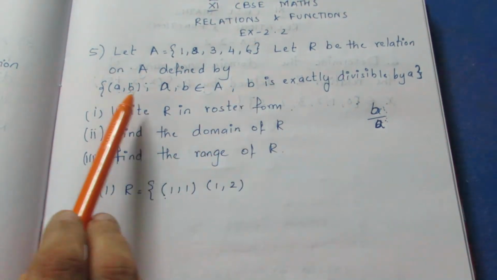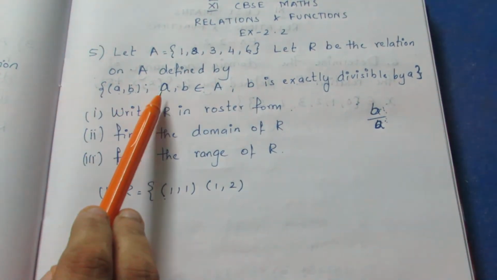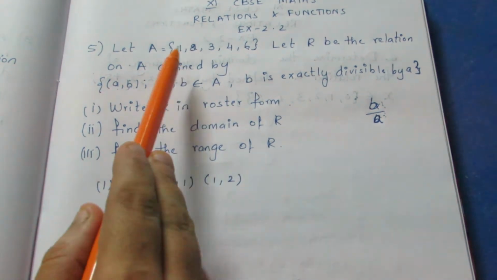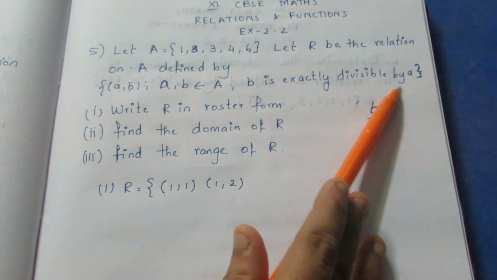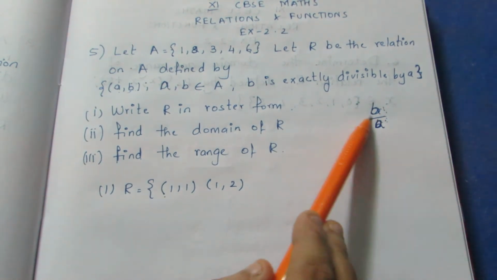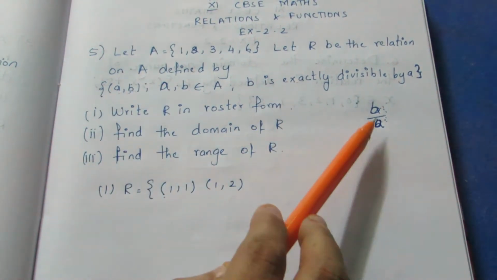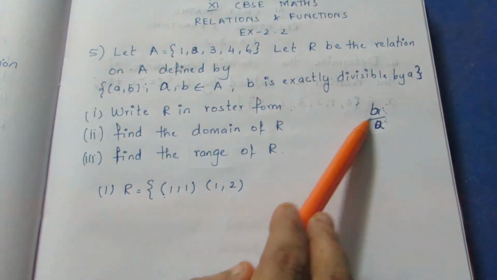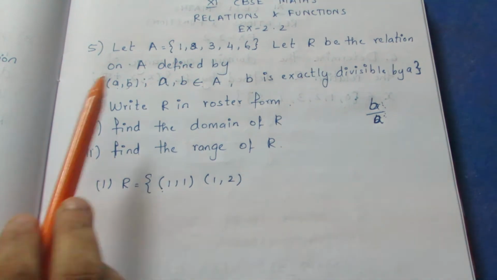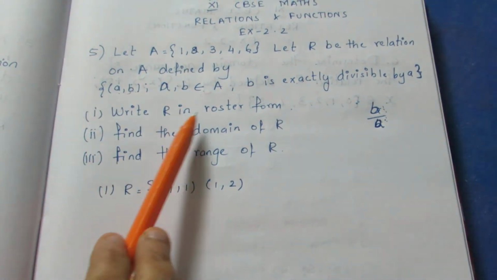So here they have given R to be (a, b), where a and b both belong to A, and b is exactly divisible by a. That is, the second part is divisible by the first one. B is exactly divisible by a means there is no denominator, it gets cancelled. Now in the first one they have asked, write R in roster form.